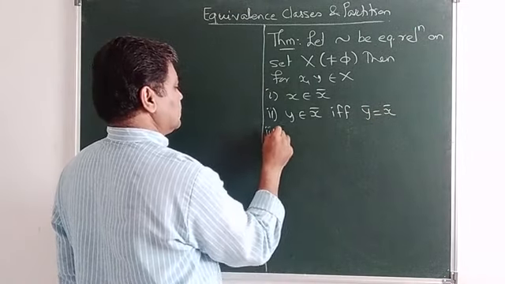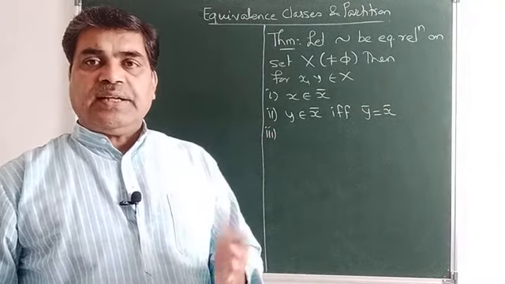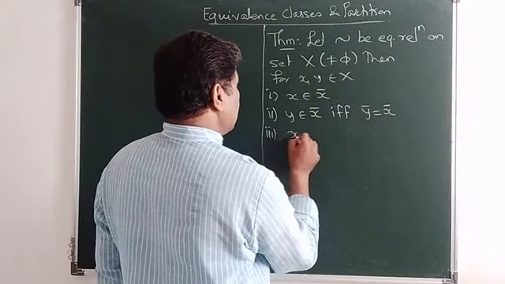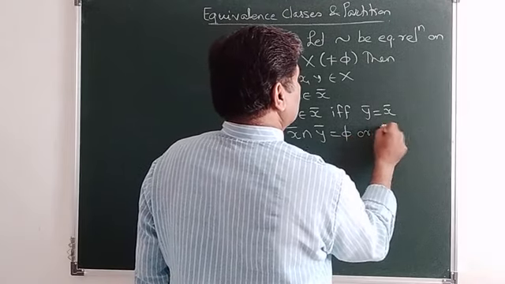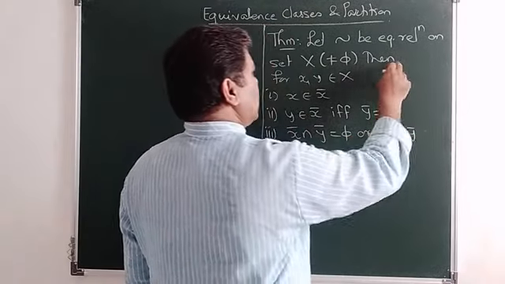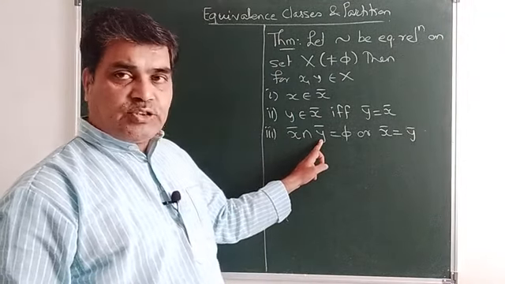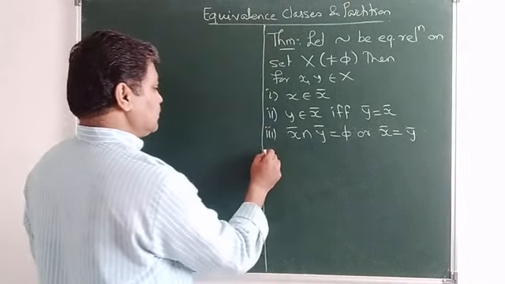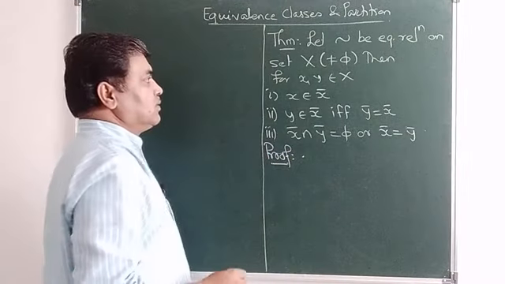Third, any two equivalence classes are either identical or disjoint. So x bar intersection y bar is equal to phi, or x bar is equal to y bar. Whatever two elements may be, their equivalence classes are either disjoint or they are equal. Very important. So, proof: we will prove one by one.